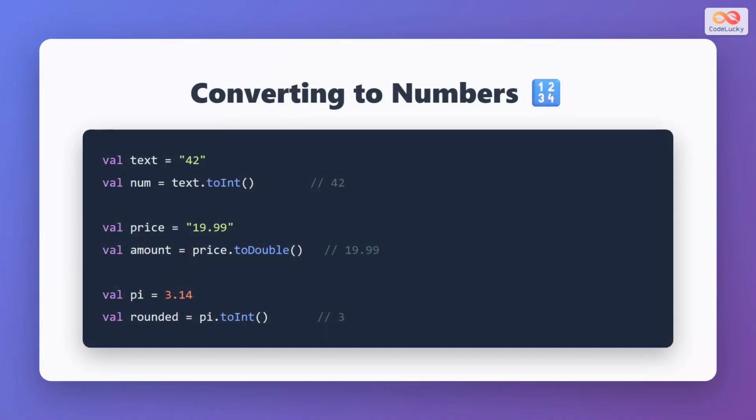Let's start with converting values to numbers. If you have a string containing the text 42, you can convert it to an integer using the toInt method. This gives you the number 42. Similarly, if you have a price stored as a string 19.99, you can convert it to a double using toDouble. This returns 19.99 as a decimal number. You can also convert between numeric types. For example, if you have pi as 3.14 and convert it to an integer using toInt, it returns 3 by truncating the decimal part.